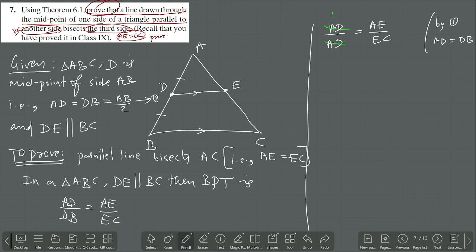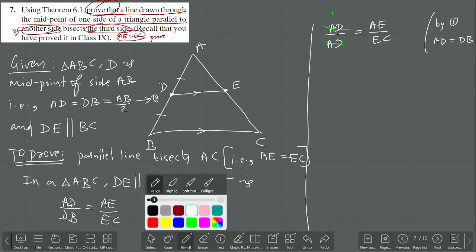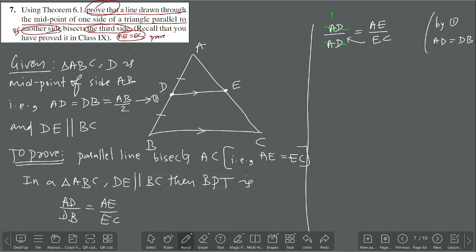Same means we can cancel one time. So here 1 is there. Send to opposite. 1 into EC, EC equal to AE. I hope what we need to bring, we got it. Am I right? That's it.